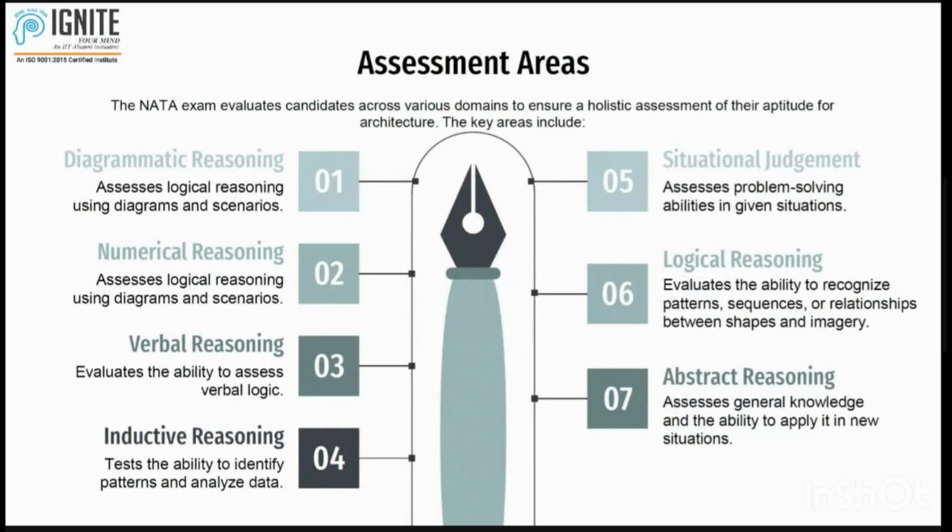To kick things off, let's quickly go over the topics in Part B of NATA. This section is crucial for assessing various reasoning skills that architects need in real world practice. First one is diagrammatic reasoning. This section tests logical reasoning using diagrams and scenarios, a key skill for architects as they work with visual representations of design. Second one is numerical reasoning.